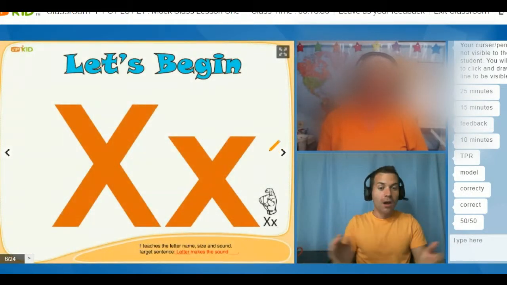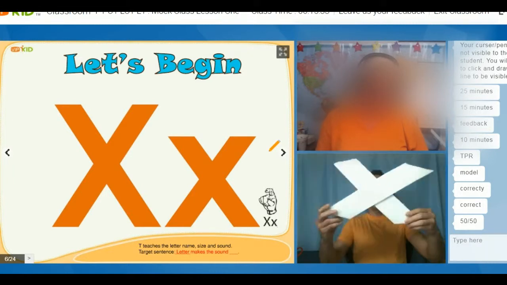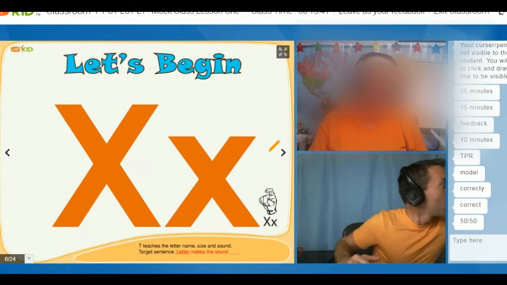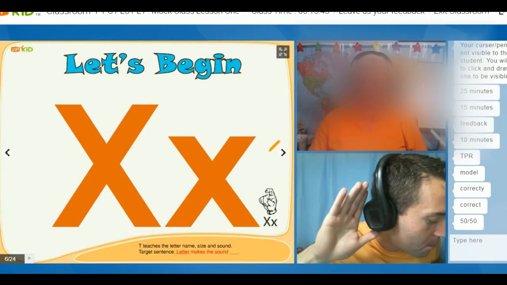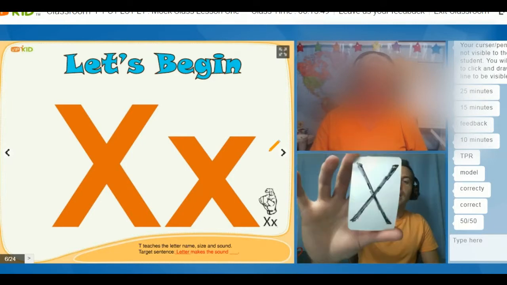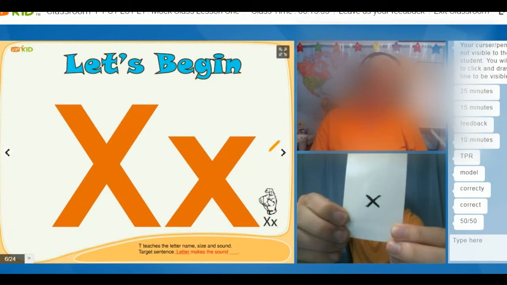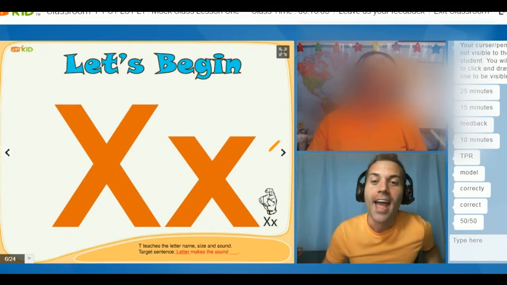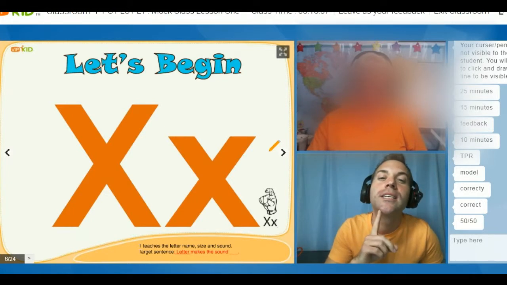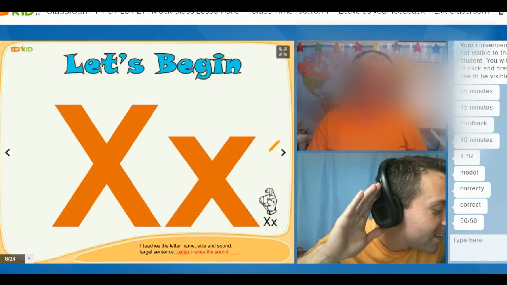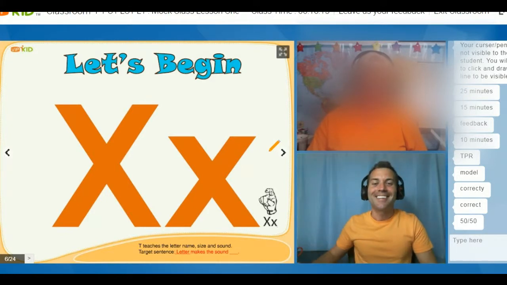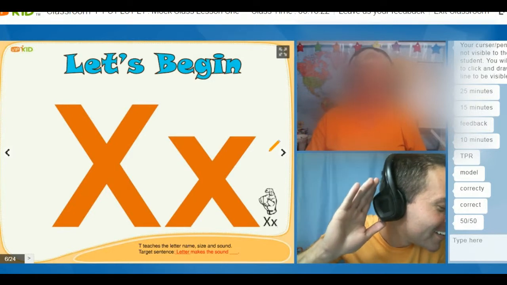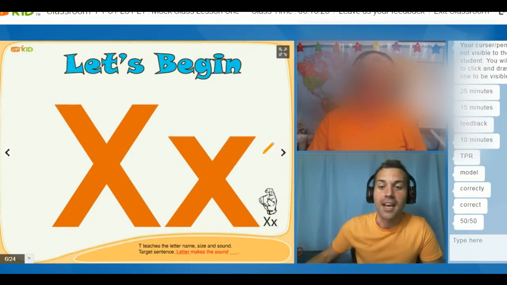X. Letter X. Big X. Big X. Good. Big X. Small X. Small X. X makes the sound X. Good. X makes the sound X. Good. X, X, X.